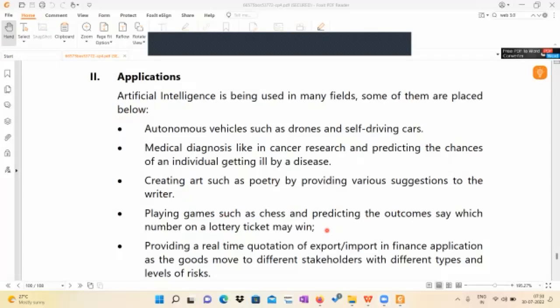So you can say that the chances of winning of a lottery ticket. Next, providing the real-time quotation of the exporter. In freight transportation, the goods move to different stakeholders with different levels of risk.